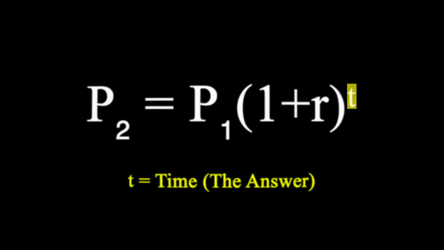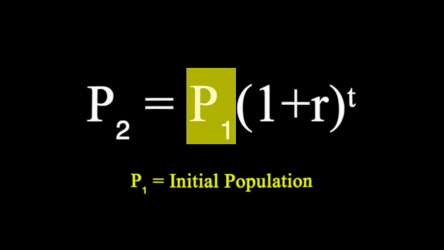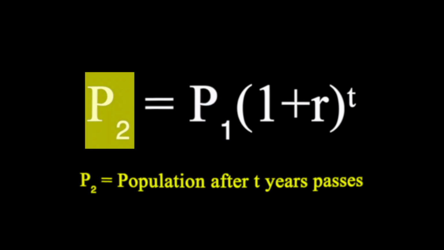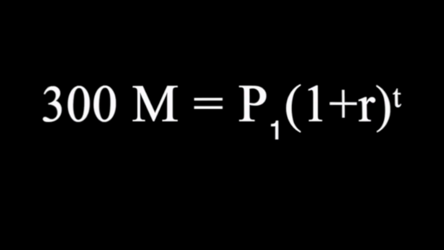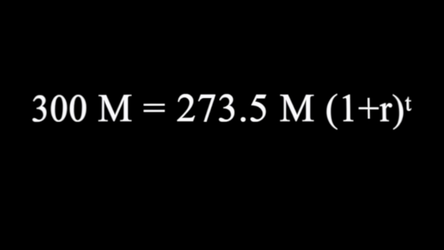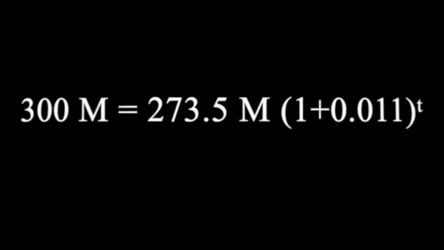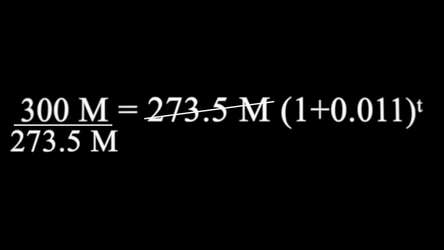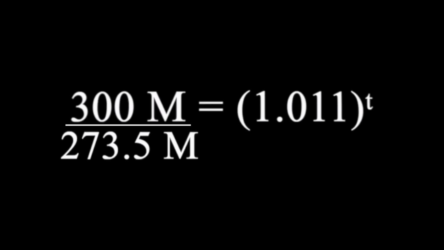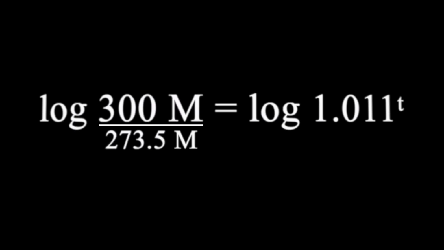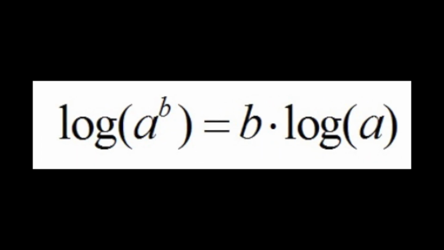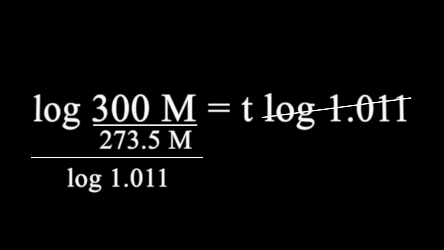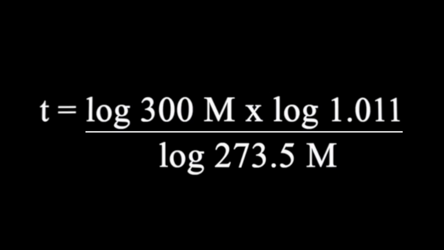T represents the answer we are trying to find, which is the time for P1, which is the initial population, to reach P2, which is the population after T years have passed, whilst R is the population growth rate. We can then substitute P2 with 300 million, P1 with 273.5 million, and R with the population growth rate, which when converted into decimal form would be 0.011. We can then simplify it by dividing both sides by 273.5 million and then doing the simple addition. After that, we can add log to both sides, and because t is an exponent, we can then use this rule, similar to the one for compound interests, and move t out of the log. Divide both sides by log 1.011 and we'll finally find out what t is.